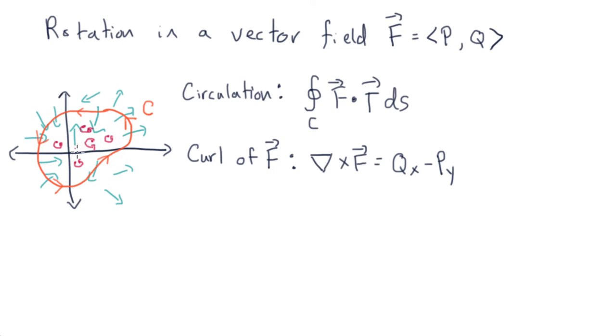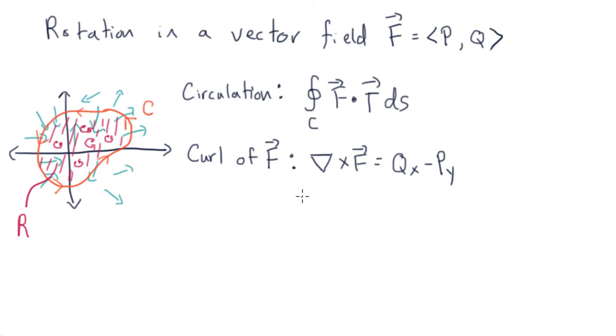And what I can do is I can say, okay, well, let's look at the curl over the region that's bounded by the curve C. So this closed simple curve encloses a region that we'll call R. And this quantity here, qx minus py, is measuring the rotation at every point in this region R. So what I can do is I can actually add up the curl.